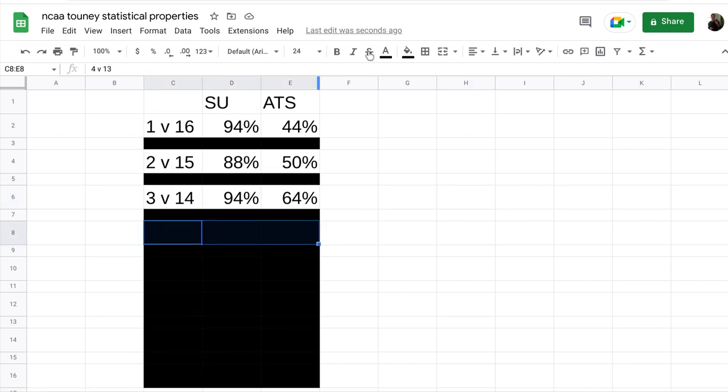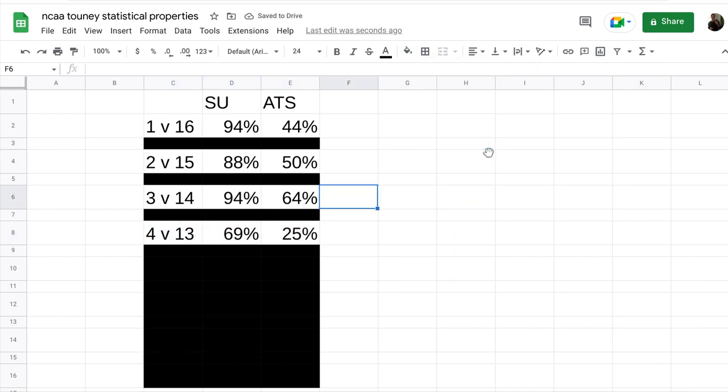All right, let's move on to the 4. Okay, interesting here as well, right? 4 seeds are winning 69% of the time, but look how they're only covering 25% of the time. So now we're starting to see a huge advantage in the underdog taking the points. So the 13 seed is covering 75% of the time. Isn't that crazy? It'd be hard to guess that. So if you're looking for probably the strongest play in this whole statistical breakdown, it would be the 13 seed.